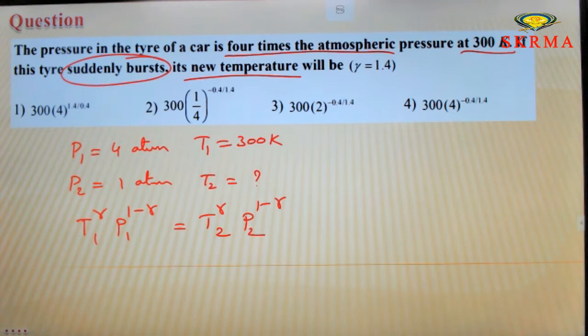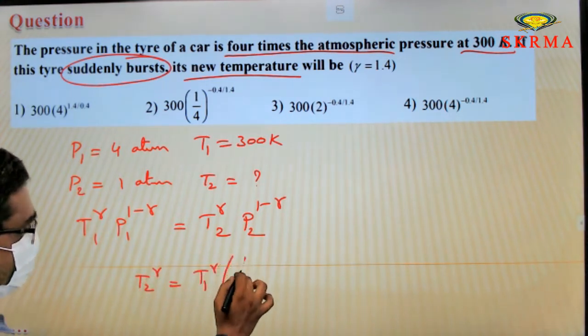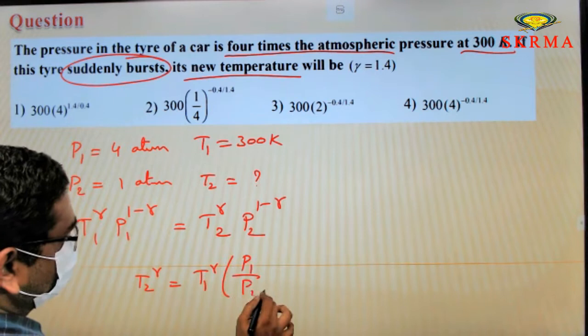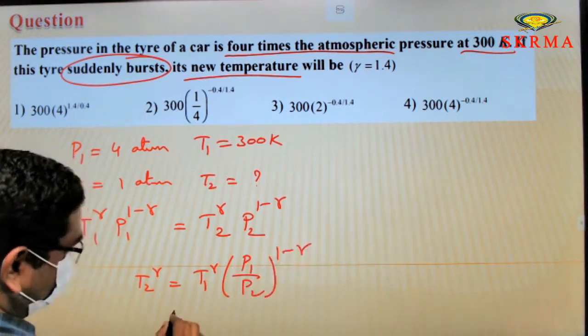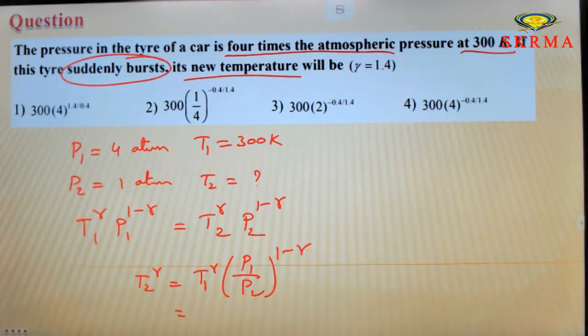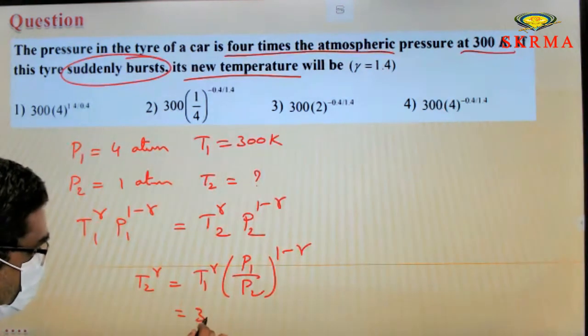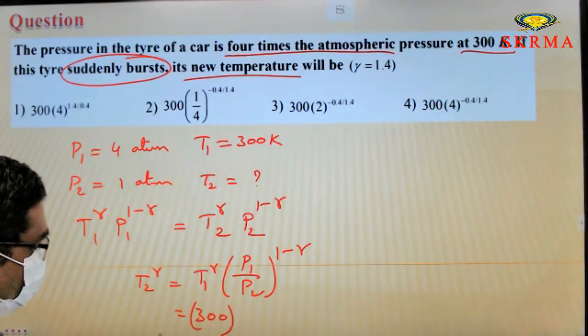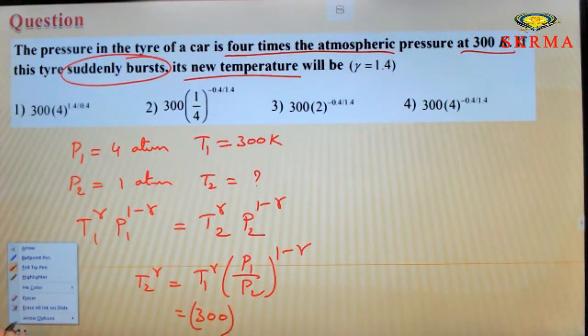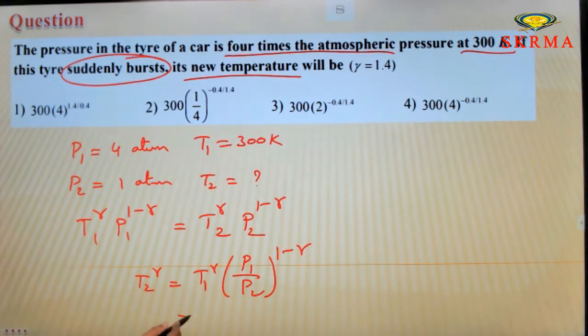Now, what we have to calculate? New temperature T2 we have to calculate. So T2 power gamma equal to T1 power gamma into P1 by P2 whole power 1 minus gamma. So T1 is how much? 300. So now cancel gamma on both sides first.